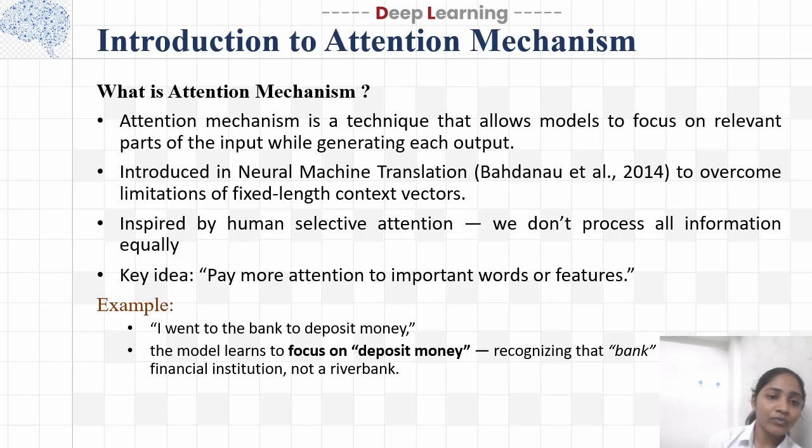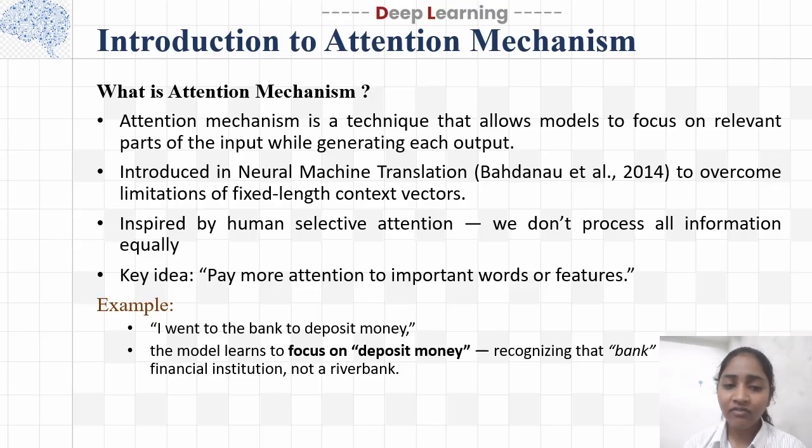So here, what is attention mechanism? Attention mechanism is a technique that allows models to focus on relevant parts of the input while generating each output. So our model is not going to work on each input. It's not going to understand each input. It's only going to focus on some keywords or some important words where the attention needs to be paid. So the key idea is pay more attention to important words or features.